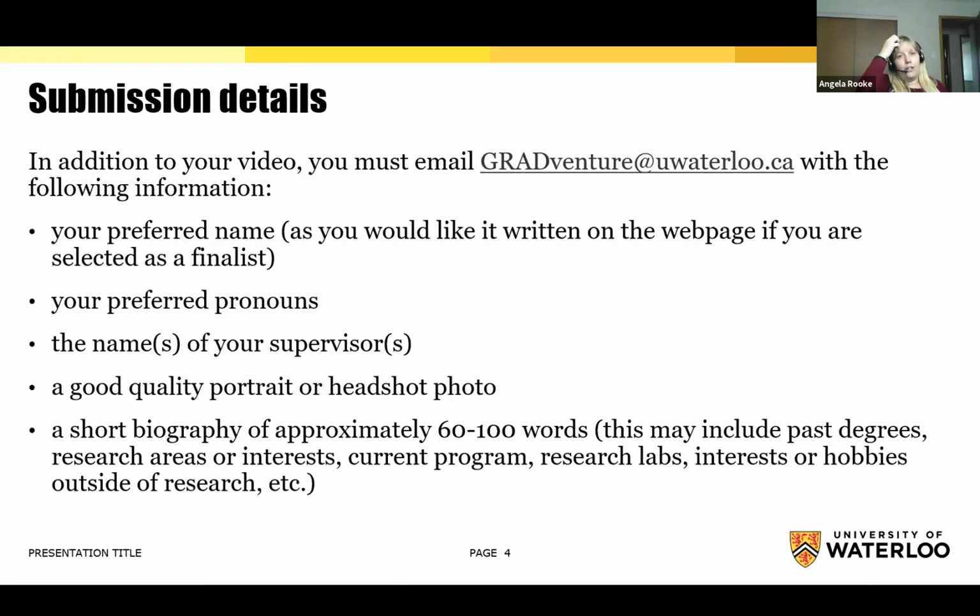So when you submit your video, we'll also need you to provide some additional information. So your preferred name. So if you like to go by another name other than the one listed on our Quest system, for example, your preferred pronouns, the name of your supervisor or supervisors, and we will need a good quality portrait or headshot photograph. Nowadays, with the quality of your cell phones, that will be good enough quality. You'll just want someone else to take it so it doesn't look like a selfie. And then we will need a short biography of between 60 and 100 words as well to accompany the content that we'll eventually be putting on our website.